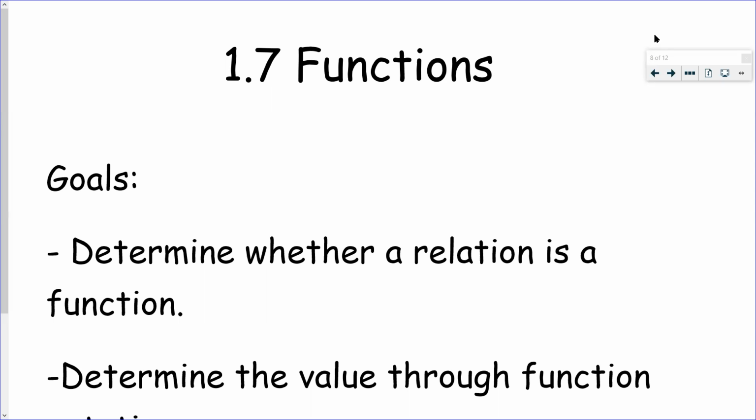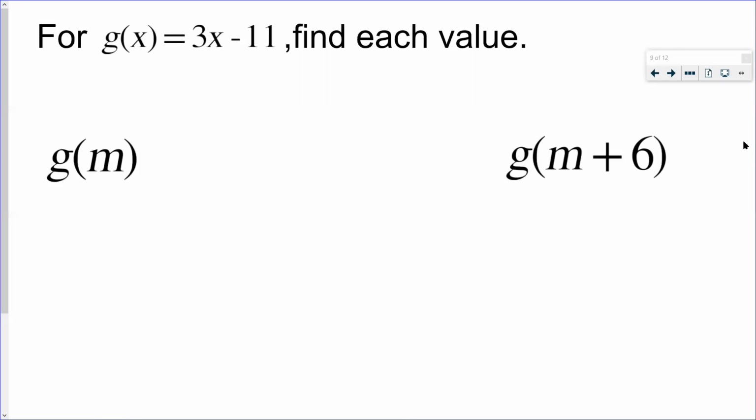So again, 1.7 functions, we're going to continue looking at function notation. So the first one we're going to look at, we're going to continue to build on this. We have g of x equals 3x minus 11. If we remember, g of x is just a function, and the function is 3x minus 11. We're going to learn eventually that that's going to create a graph. But right now we're trying to figure out what exactly the output is for the input.